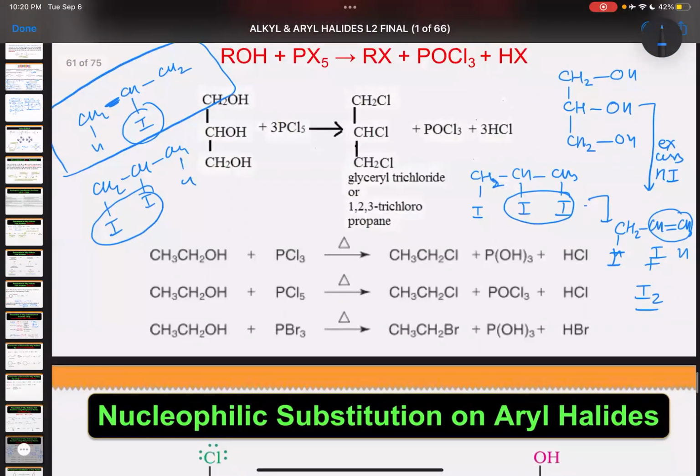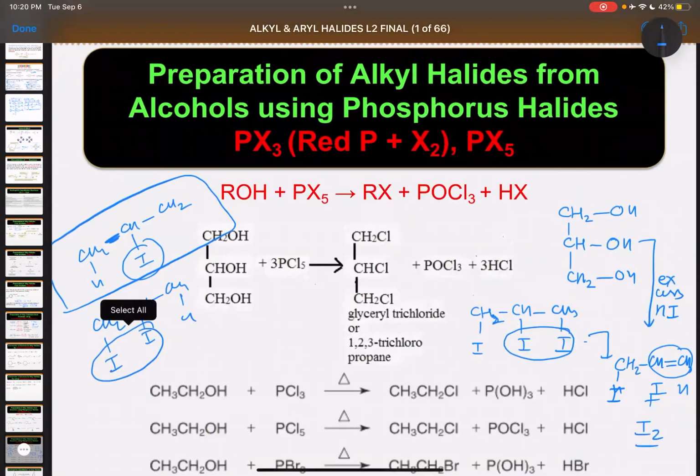Can you show how the structure will be? Yeah, this one. 2-iodopropane. Clear? Yes, sir. But it won't be formation of a double bond? No, actually when the double bond appears, the HI adds because I have taken excess HI. There is one more question related to this: how many moles of HI are consumed by 1 mole of glycerol? That can come in integer type.